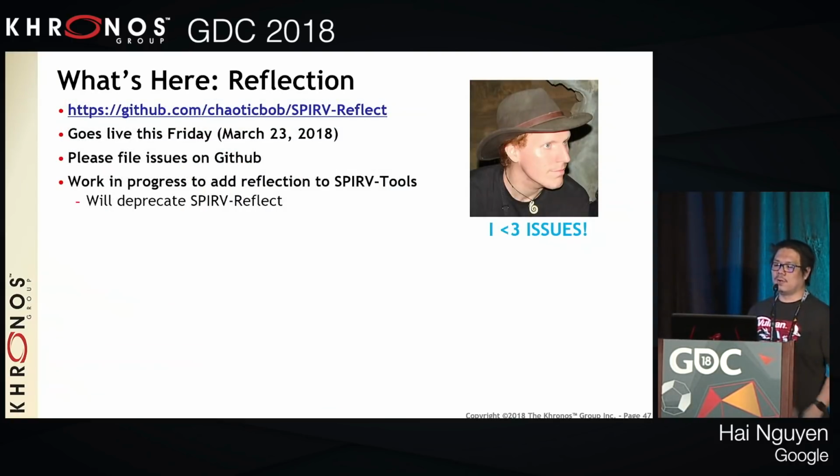And so this will go live on my personal GitHub repo. It'll go live on the 23rd, and if you find any issues, please file them on GitHub, and Court will get to them. Court also loves issues, and this is what he looks like again. That's his Twitter pic, by the way. So you have references. And we're working to get this into SPIRV-Tools, and when it does go into SPIRV-Tools, SPIRV-Reflect will likely get deprecated.